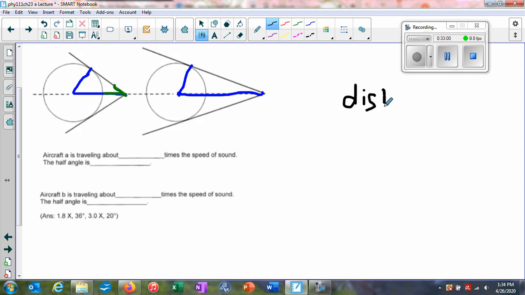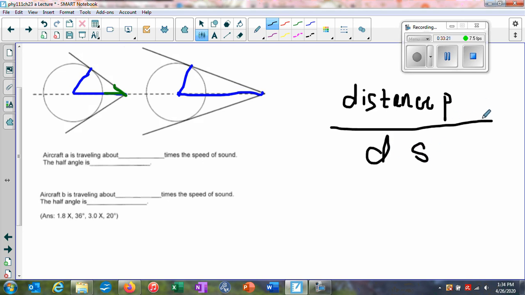The important thing about units here is just that they're the same. So distance of the plane, and we're just going to use D to mean distance, divided by distance of sound, and you'll get a number. If you get 4, it's moving at 4 times the speed of sound. If you get 5, it's moving at Mach 5, 5 times the speed of sound.